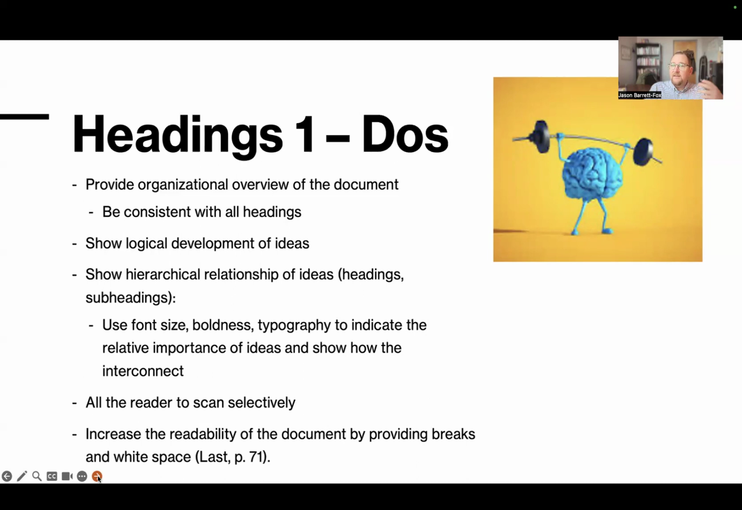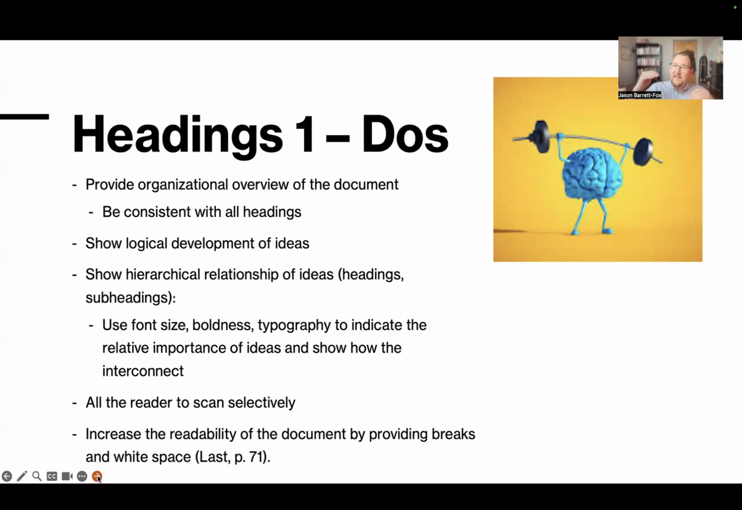So in showing the logical development of ideas throughout a piece, you can have hierarchical relationships between headings, and that's where you're going to have headings and subheadings. And how can you differentiate further between headings and subheadings? Again, you can make the subheadings smaller. You can use boldness or typography or even italics to show the relative importance of ideas, or to show how ideas interconnect. The point is, though, in terms of all headings, right, is that we want the reader to be able to scan them selectively and quickly.